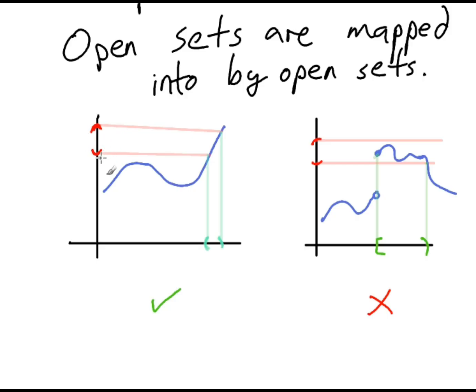What maps into that open set? Well, it is another open set, right? So this is a continuous function because this property holds for every open set that I could map into. Here is a not continuous function. It does not hold here.